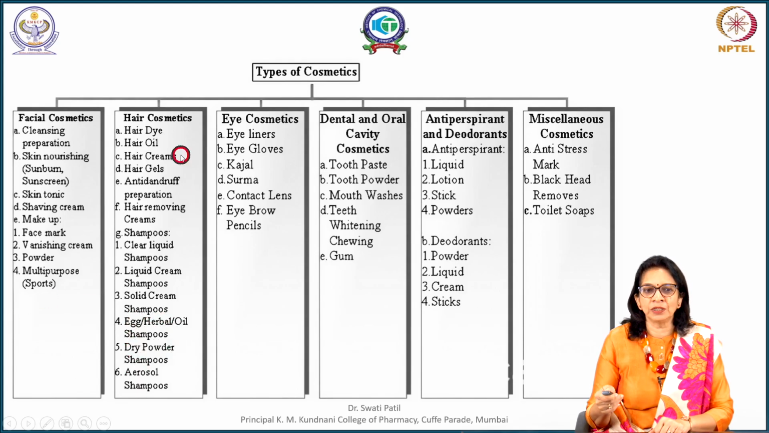There are a lot of eye cosmetics like eyeliners, kajal, surma, eyebrow pencils, and contact lenses are also included in cosmetics. Some cosmetics are used orally and are classified as toothpastes, powders, mouthwashes, teeth whitenings and chewing gums. There are different kinds of bases used to formulate these. Some are creams, some are lotions, some are free flowing liquids, some are compact powders. So these are classified depending on the bases used.